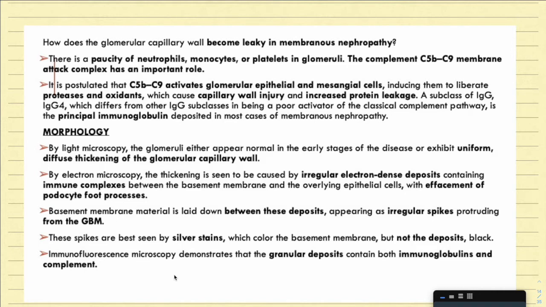So remember, there is a paucity of cellularity as compared to nephritic syndrome, as in acute streptococcal glomerulonephritis. In membranous nephropathy, there is reduced cellularity, with a paucity of inflammatory cells in the glomerulus. The complement C5b-C9, the membrane attack complex, has a very important role. It is hypothesized that this C5b-C9 complex will activate the glomerular epithelial as well as the mesangial cells.